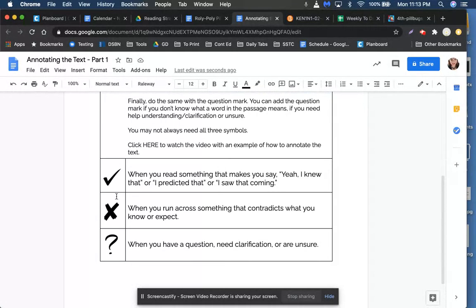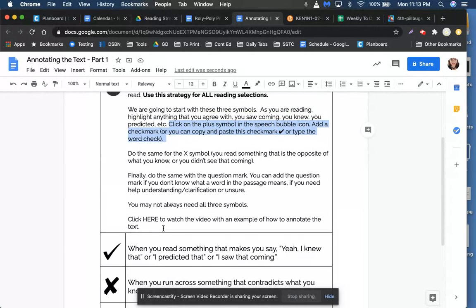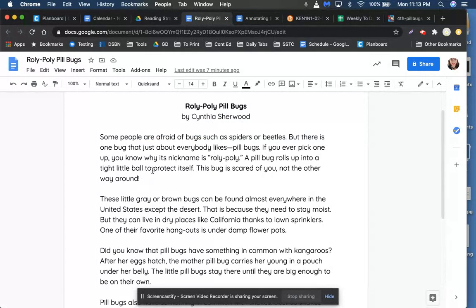You might not need all three symbols in every passage, but these are the three we're going to start with. Now, if you're able to go through the passage and add all of those different symbols at the same time, that's ideal. We want to get to the point where as you're reading, those three symbols are very easy for you to insert. So we're going to look at an example here.